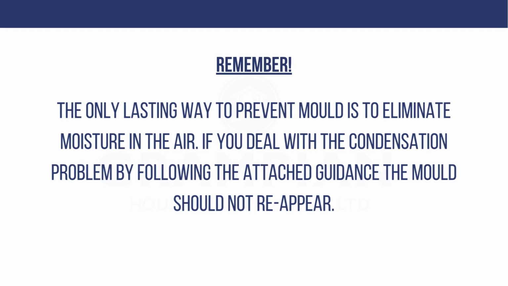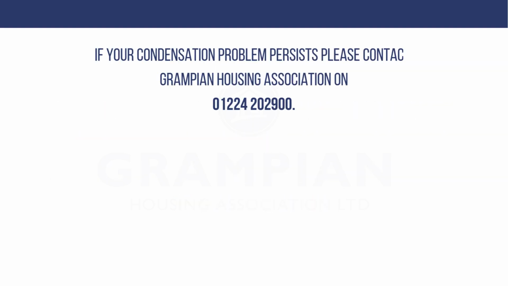The only lasting way to prevent mould is to eliminate moisture in the air. If you deal with the condensation problem by following the attached guidance, the mould should not reappear. If your condensation problem persists, please contact Grampian Housing Association on 01224 202 900.